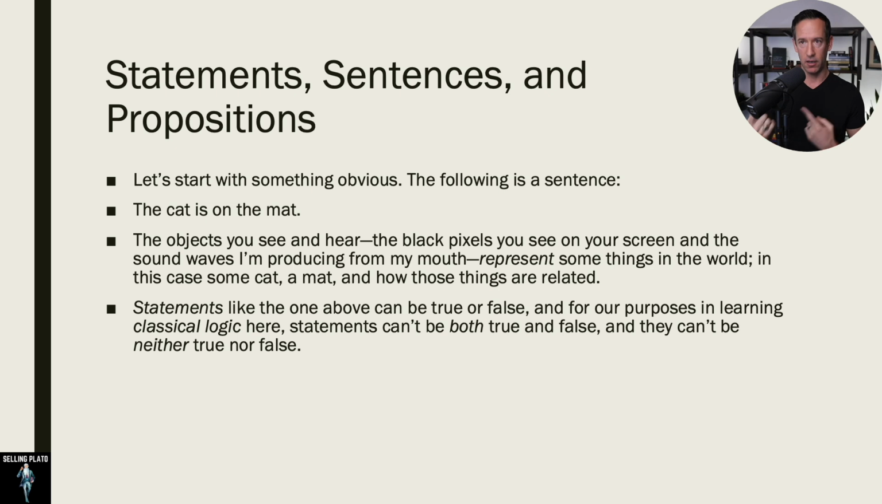So statements like the one above, the cat is on the mat, can be, for our purposes, true or false. And again, for our purposes, what we're going to be focusing on and learning is classical logic. Statements cannot be both true and false in the language that we're going to be talking about, classical logic. They also can't be neither true nor false. That's going to be one of the first rules that we get down.